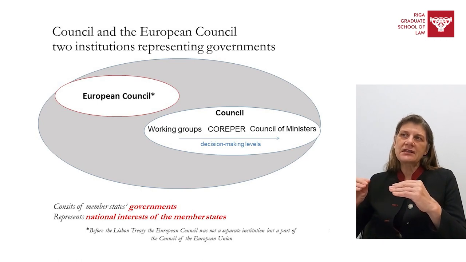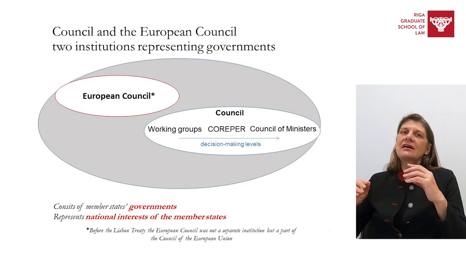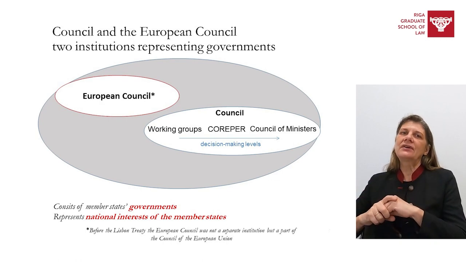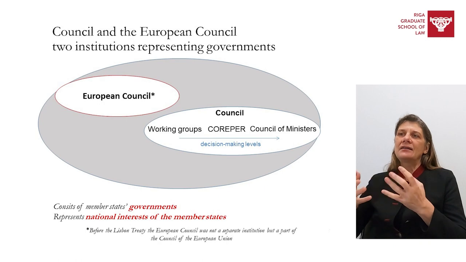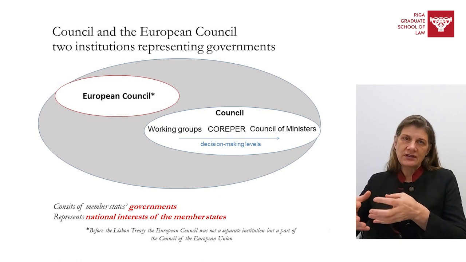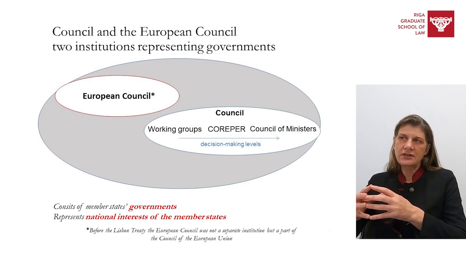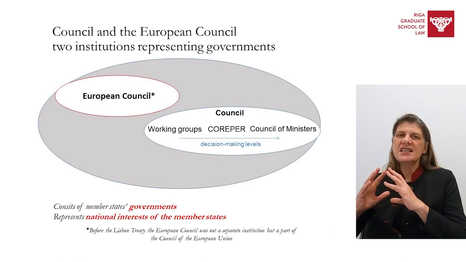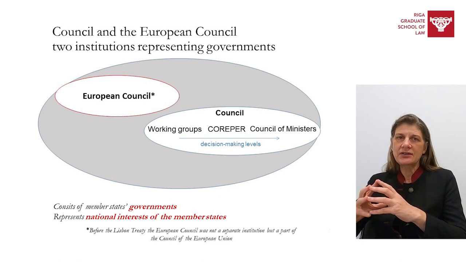We will speak about it in detail in coming minutes, but I think it's important here also to point out this distinction that the Council of the EU is a legislative institution. Hence, we have these different levels that would take part in negotiations in co-decision or in the ordinary legislative procedure. Whereas the European Council does not have a legislative function.